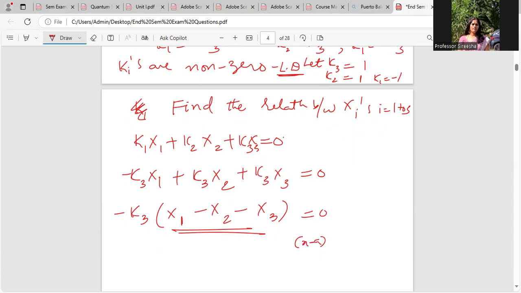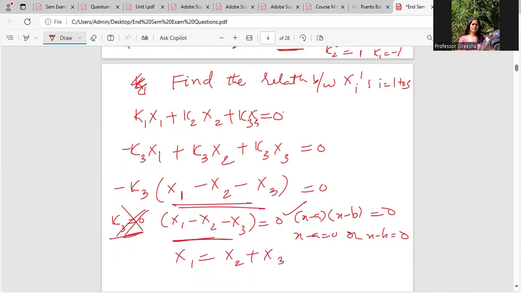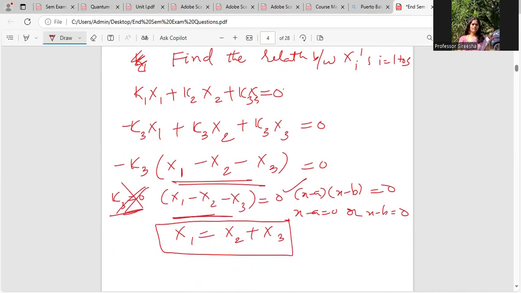Now, if I consider this, either k3 is equal to 0 or this is 0, right? (x minus a) into (x minus b) is equal to 0 implies what? x minus a is equal to 0 or x minus b is equal to 0. Now, here either k3 is equal to 0 or x1 minus x2 minus x3 is equal to 0. Now, k3 equal to 0 is not possible because I have clearly seen k3 is not 0. So the second relation holds, and from this I'll get the relation between x1, x2 and x3. This is how I will find out, guys. Not a big deal, not rocket science. Whatever relation you have got, you put in the linear combination and then accordingly arrive at the relation between the vectors.